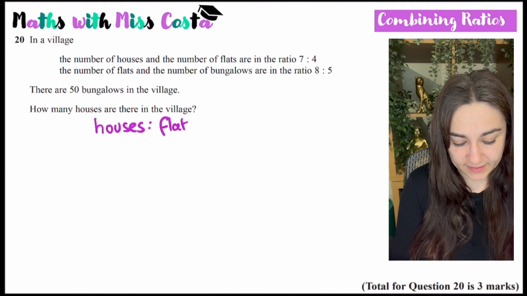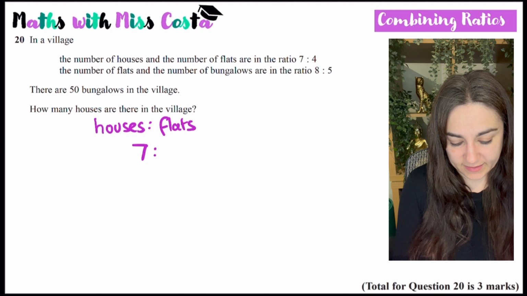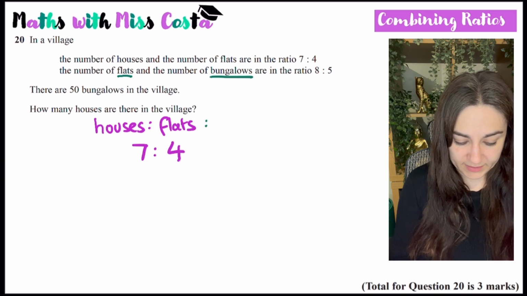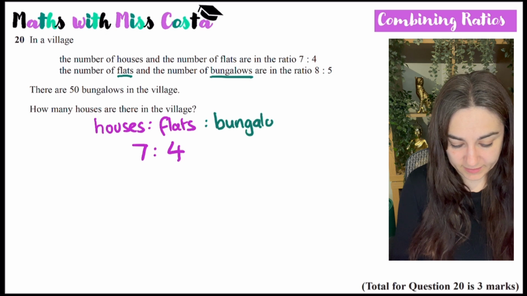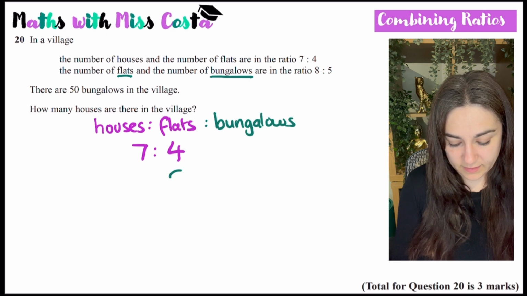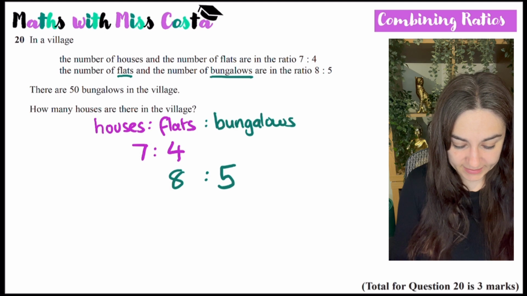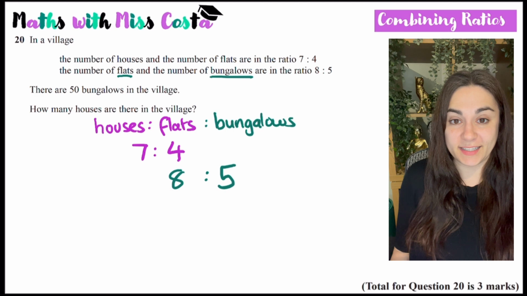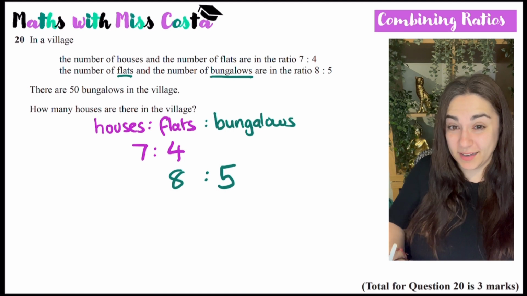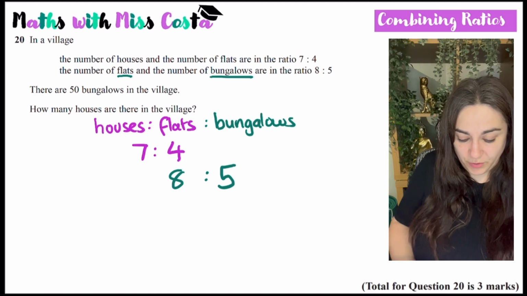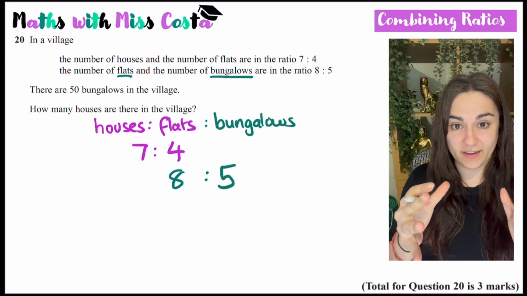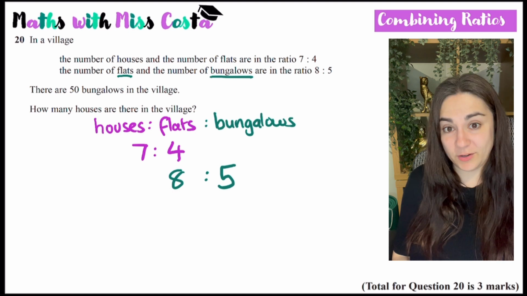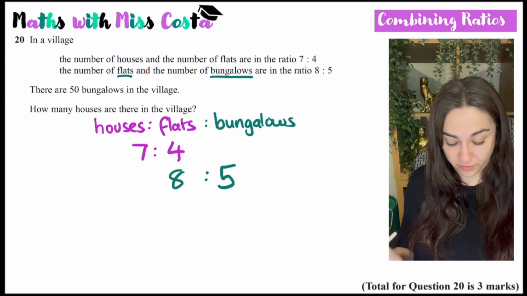So I've got houses to flats, and that's the ratio of 7:4. Then I've also got flats to bungalows. So flats to bungalows is 8:5. Now, the reason I've written it like this is because if you write it as a 3-part ratio, it makes your life a lot simpler, a lot easier, because you notice that both ratios have one thing in common. Both ratios have the flats in common. So if you can make your ratios equivalent, then you can compare all 3.